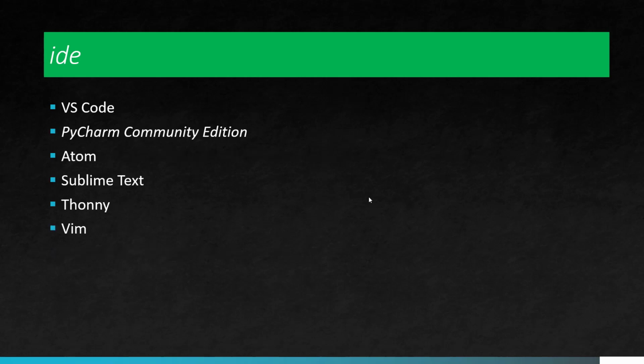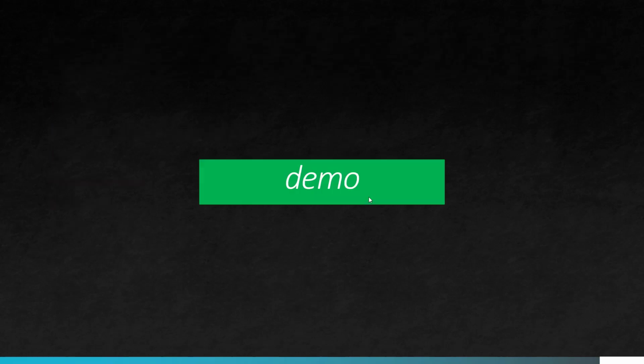Next, we are going to see about the IDE. So which IDE you can use to write your Python code. There are a lot of free IDEs available in the market. VS Code, PyCharm Community Edition, Atom, Sublime Text, Thonny, Vim. So you can use whatever IDE you are comfortable with. I don't think you need to go with the commercial editions of the IDE, but personally, I love PyCharm because it provides a lot of built-in tools like suggestions and best practices when you write the Python code. So in this demo, we are going to see how you can write Python code in PyCharm Community Edition.